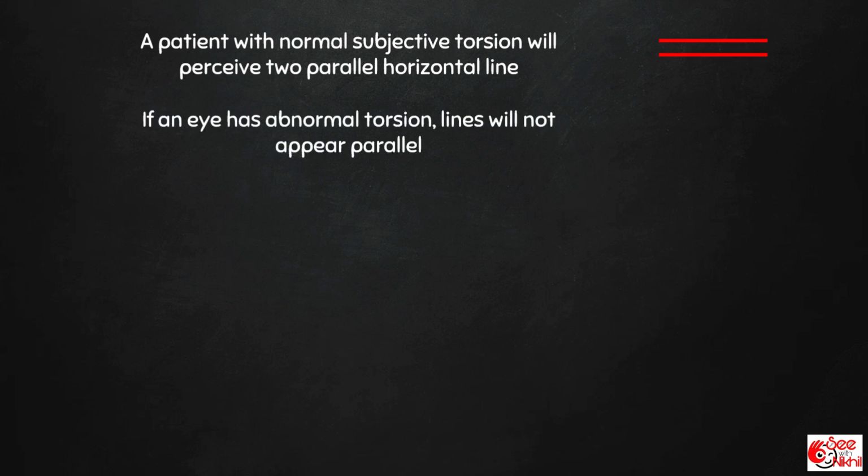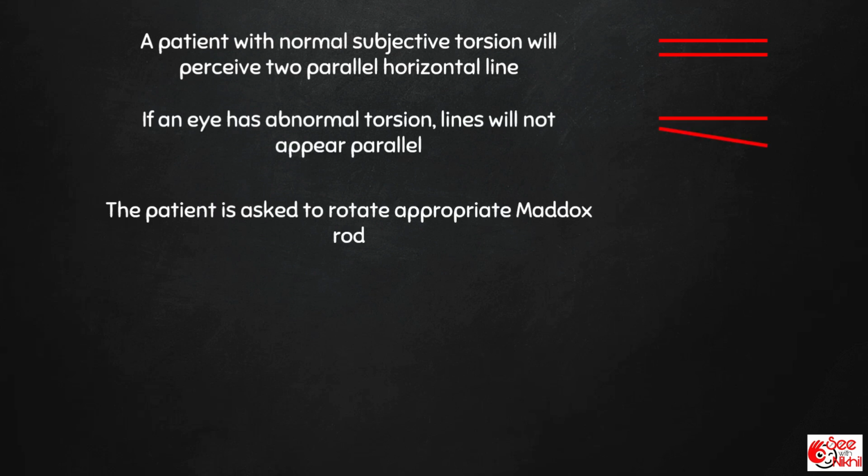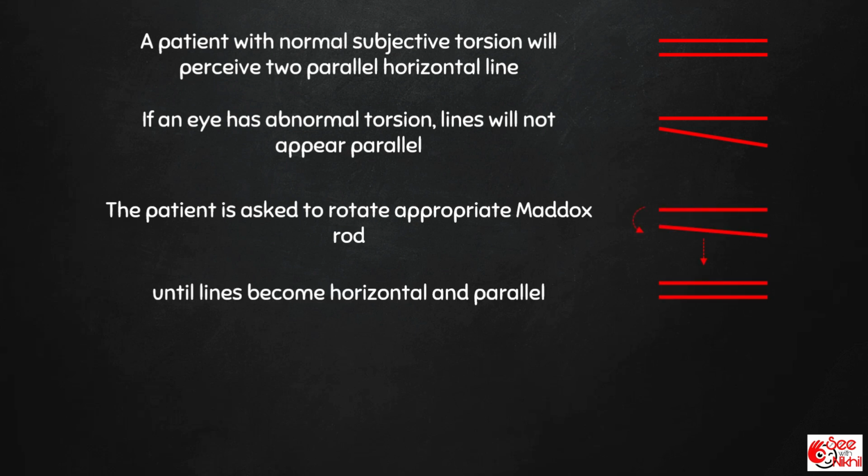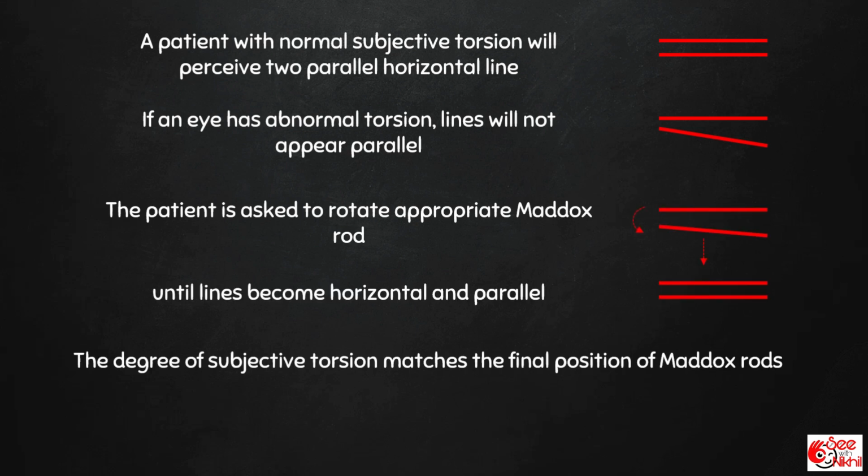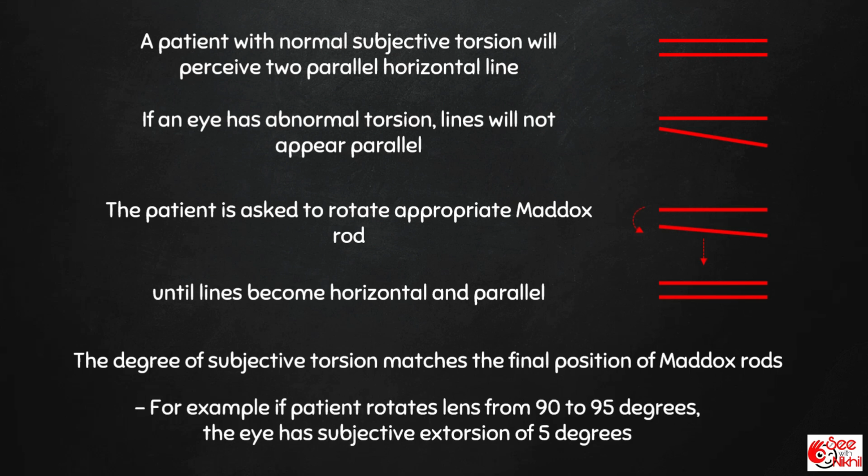If an eye has abnormal torsion, lines will not be parallel, and the patient is asked to rotate appropriate Maddox rod until lines become horizontal and parallel. The degree of subjective torsion matches the final position of Maddox rod. For example, if a patient rotates lens from 90 to 95 degrees, the right eye has subjective extortion of 5 degrees.